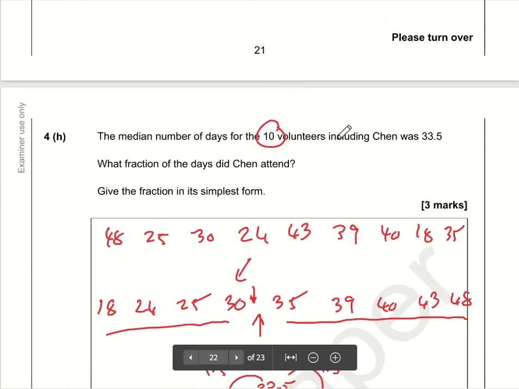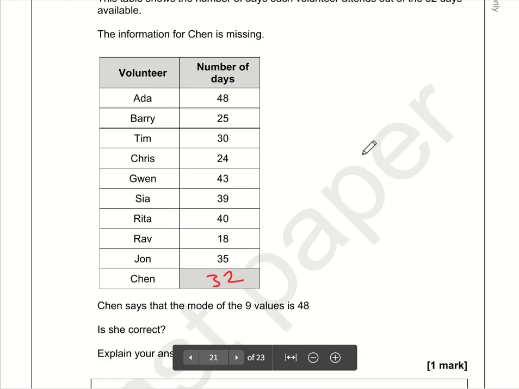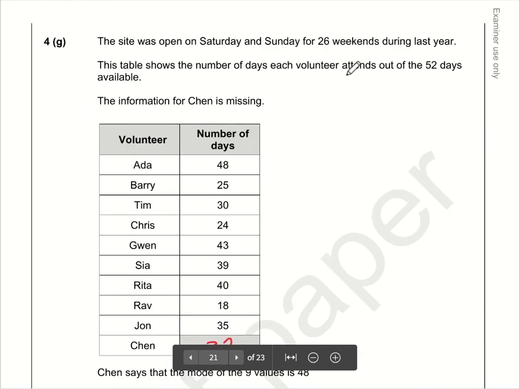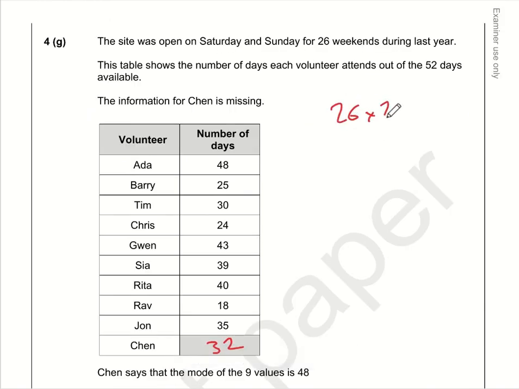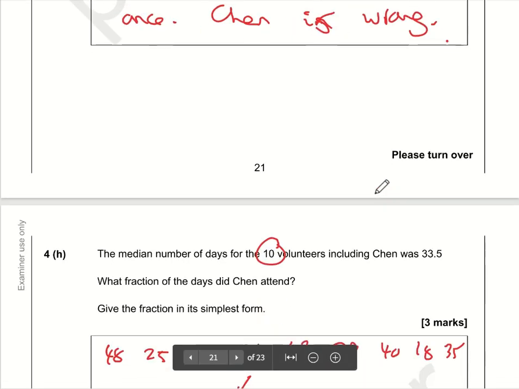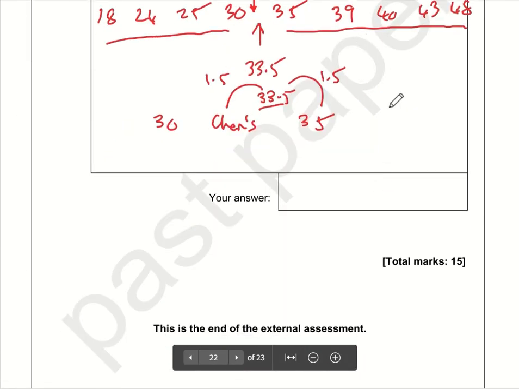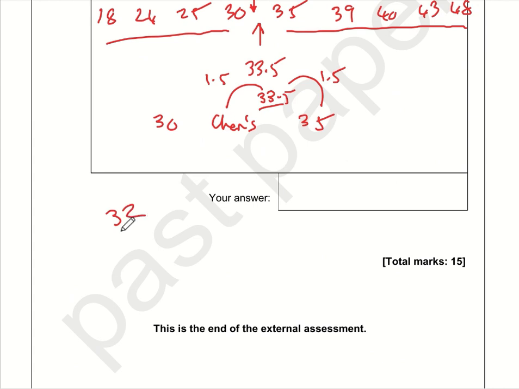I don't think it was the number 32. What fraction of the days did she attend? Well, there were 26 weekends, so that's going to be 26 times 2, which is 52. So she attended 32 out of 52. So that is our answer as a fraction, but 32 out of 52 can be simplified. That is the same as 16 over 26, which is the same as 8 over 13. So that is our answer as a fraction in its simplest form. And that is the end of this particular assessment.